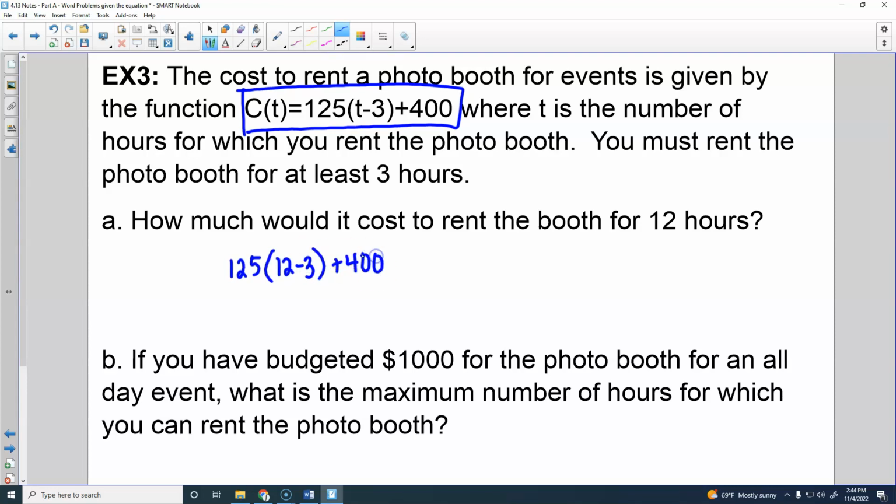I gave you your calculators. You can do that in your calculator. It's not that hard to do by hand. But what do you get whenever you do that? Yeah, go ahead and give me the final answer. 1,525.